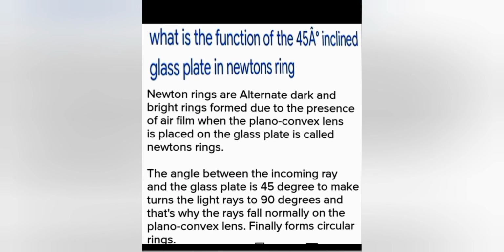Next question: what is the function of the 45-degree inclined glass plate in Newton's ring? Newton's rings are alternate dark and bright rings formed due to the presence of air film when the plano-convex lens is placed on the glass plate. The angle between the incoming ray and the glass plate is 45 degrees, to turn the light ray through 90 degrees, and that's why the rays fall normally on the plano-convex lens and finally form circular rings.